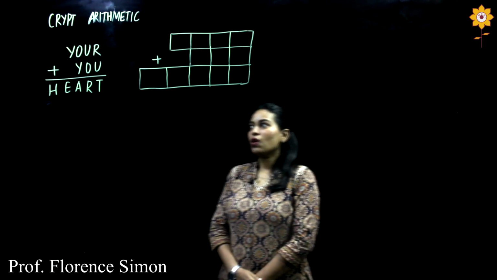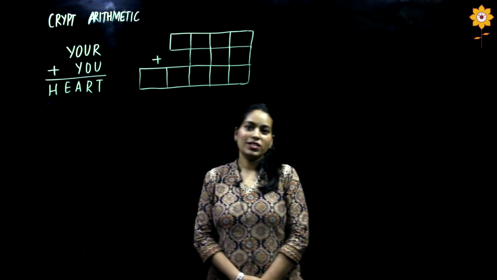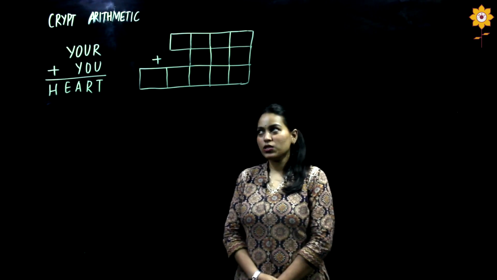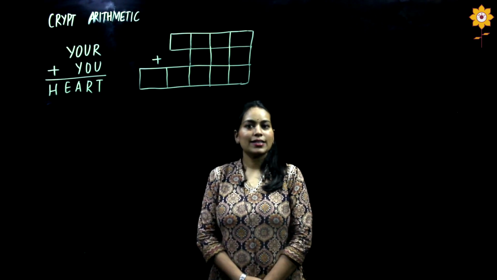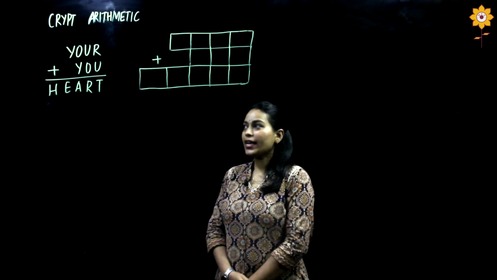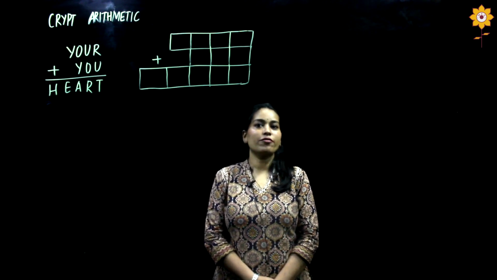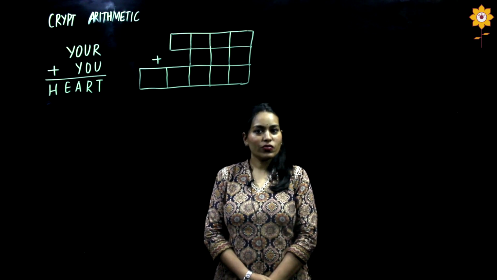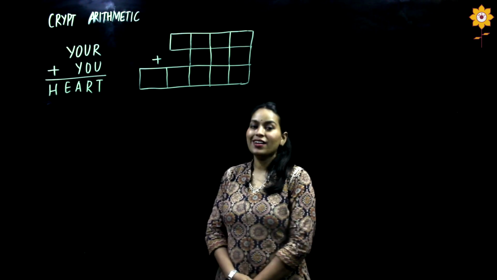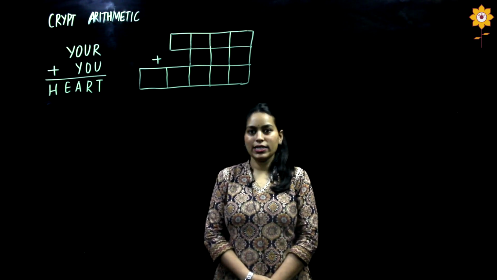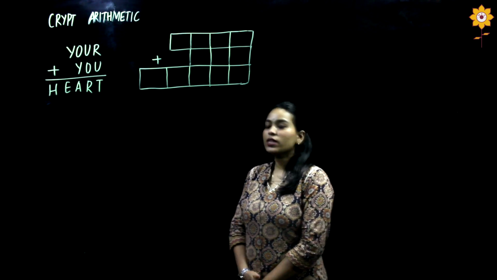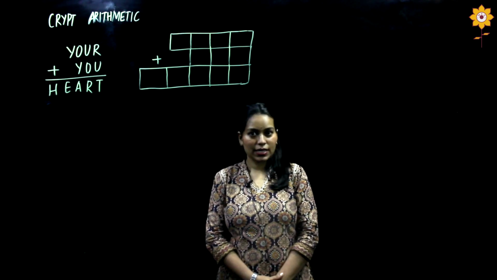Here we are going to solve YOU plus YOU is equal to HEART. Now if you observe, the first word has 4 alphabets and the second word that we have has 3 alphabets. We have to add both of these words, which will result in HEART, which is a 5-letter word. Now there are the same 2 constraints that we have.